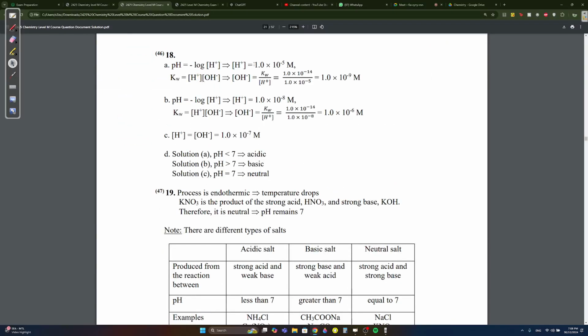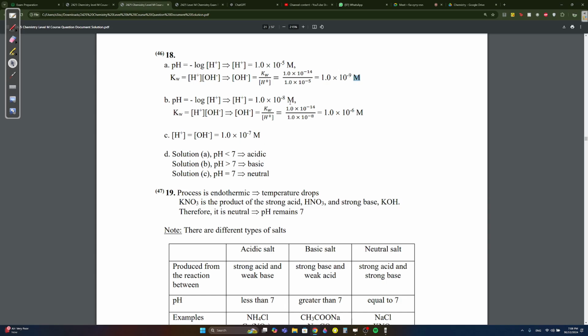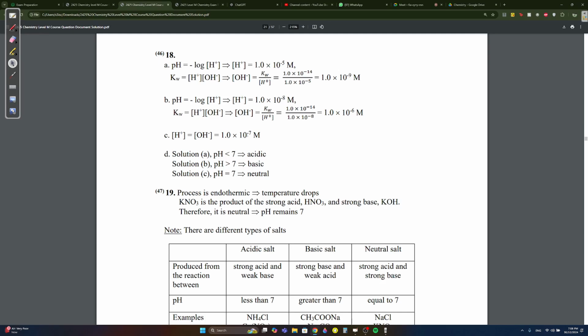Look. Okay, just look, you get this is 10 to the power negative 5 because H plus is always 10 to the power negative pH, okay? And then you do 10 negative 14 over that, you get this. Then here, H plus is going to be 10 to the power minus pH, minus 8. And then 10 to the power minus 14 divided by that, you get this. And then pH 7, they're always equal to each other, minus 7, minus 7.